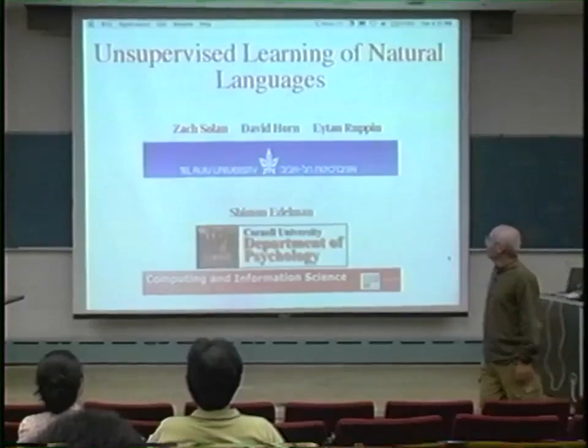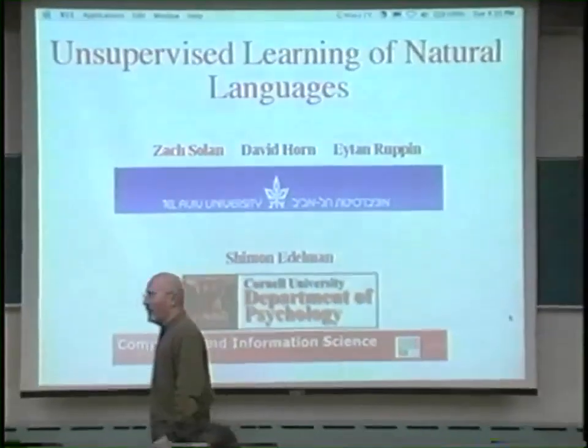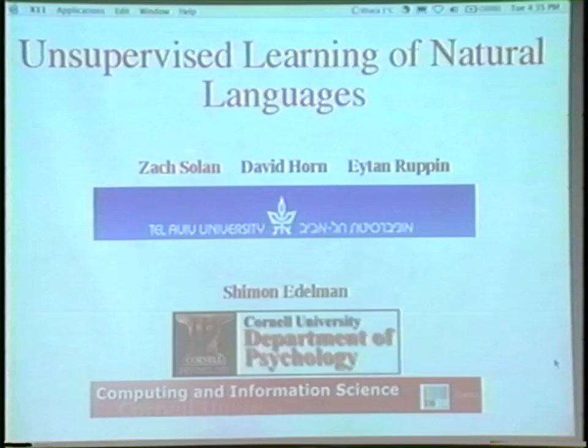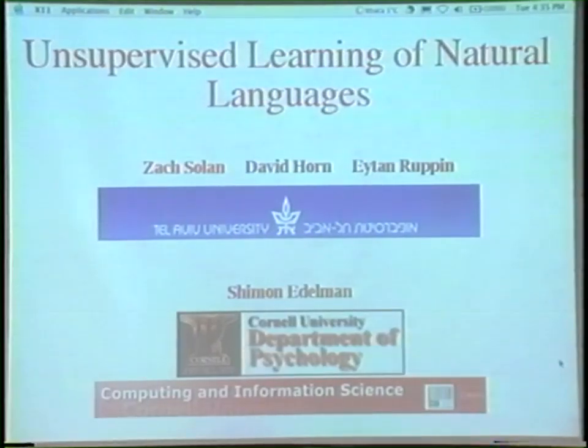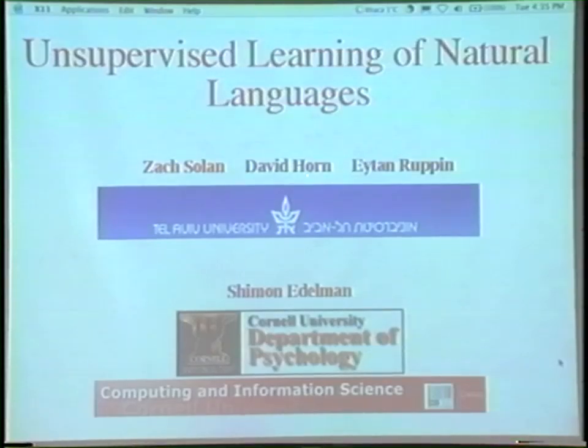So the project is a joint undertaking with some people in Tel Aviv. The person shown in red here, Zach Solan, is the graduate student responsible for it. Wonderful person to work with. And my two colleagues on the faculty of Tel Aviv University, David Horn and Eytan Ruppin. And we call the project Learning of Natural Languages because it happens also to apply. The algorithm happens to be pretty effective in finding structure in DNA sequences and in protein data. But that's something completely different. I'm not going to touch that topic at all. But that's the source of the plural here. And in some sense, DNA is a natural language.